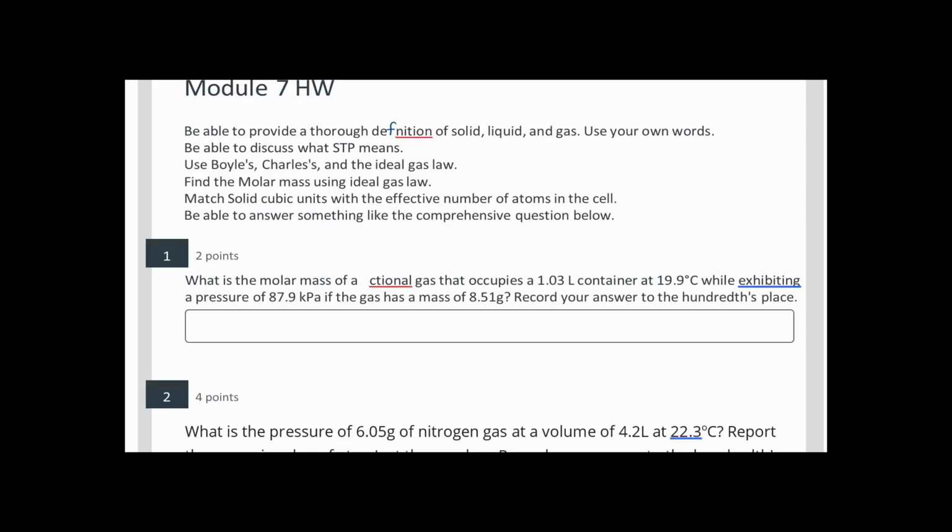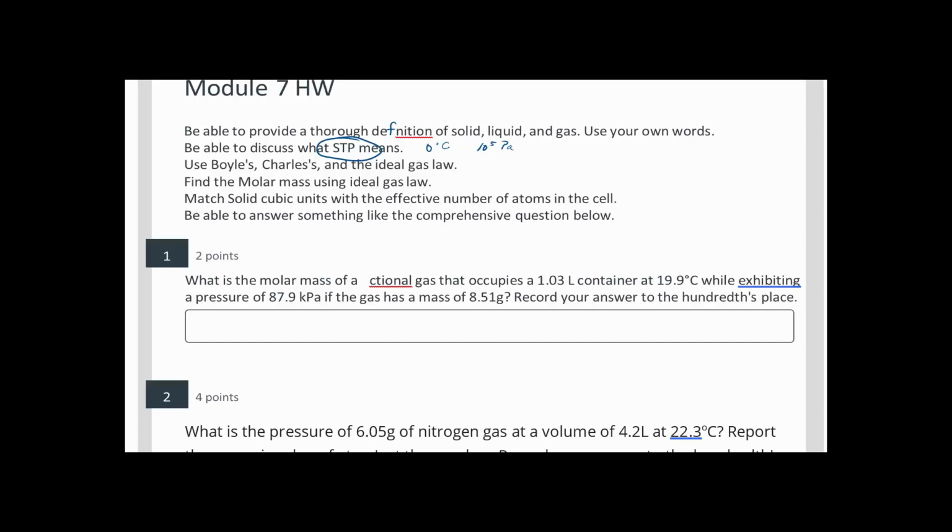You should also be able to discuss what STP means. Now, some students like to be cute and call it a gasoline additive. However, you should understand that in the context of this course, STP means standard temperature and pressure. Standard temperature and pressure is 0 degrees Celsius and 10 to the 5th pascals.